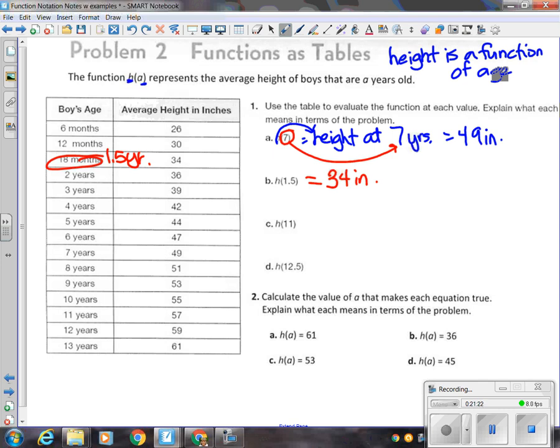Okay. What's C? Height at 11 years old, which is 57 inches. What does D stand for? Height at 12 and a half. I don't have that in my table, but I can probably interpolate or guess what a reasonable answer is.